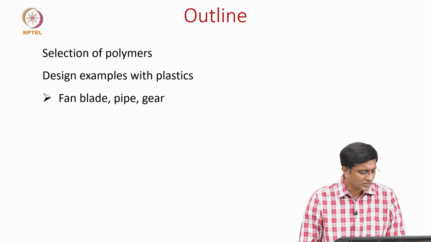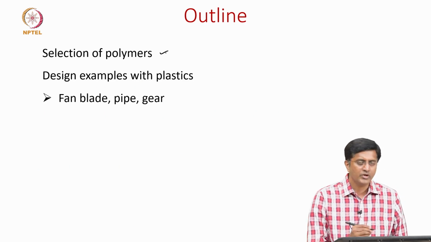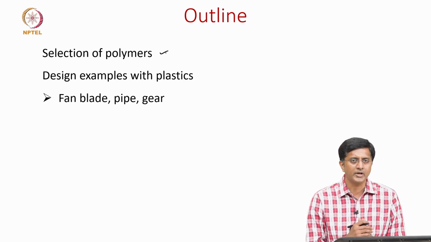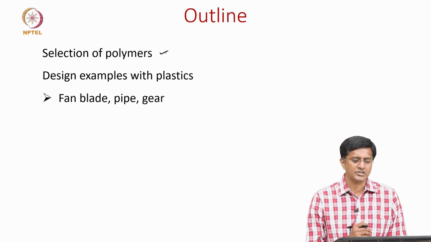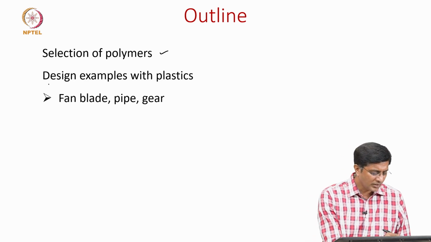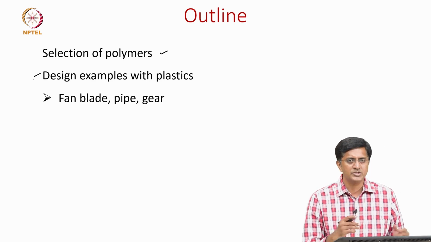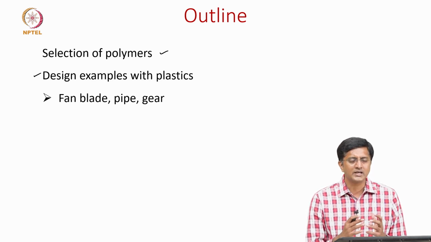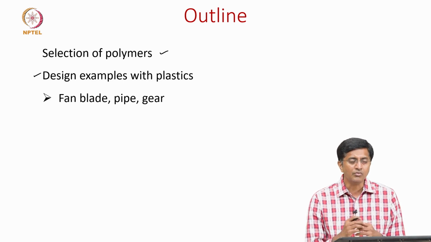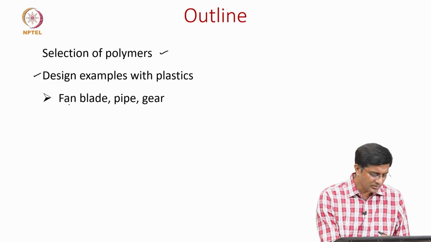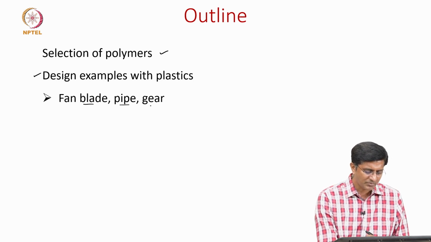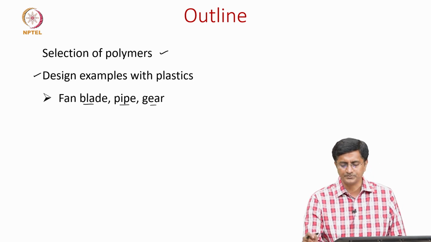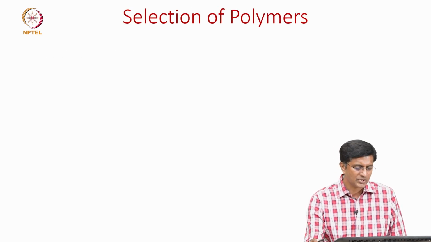So, we will start with selection of polymers, where we will look at a few criteria one should apply before we can select a particular polymer which is suitable for a specific application at hand. After that, we will be looking into some design examples just to give a flavor about what design considerations one has to take care of, so as to use polymers in a specific engineering application. We will look at that using three examples: a fan blade, a plastic pipe and a plastic gate. So, let us start with the selection of polymers.